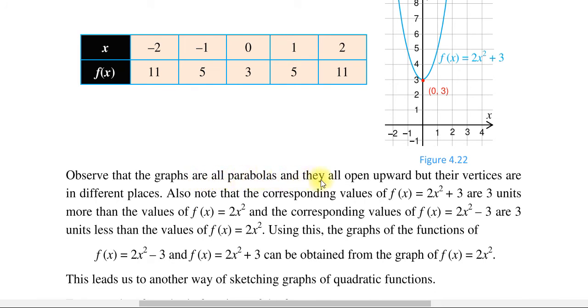Observe that the graphs are all parabolas and they all open upward and their vertices are in different places. Also note that the corresponding values of f of x equal to 2x square plus 3 are 3 units more than the values of f of x equal to 2x square.